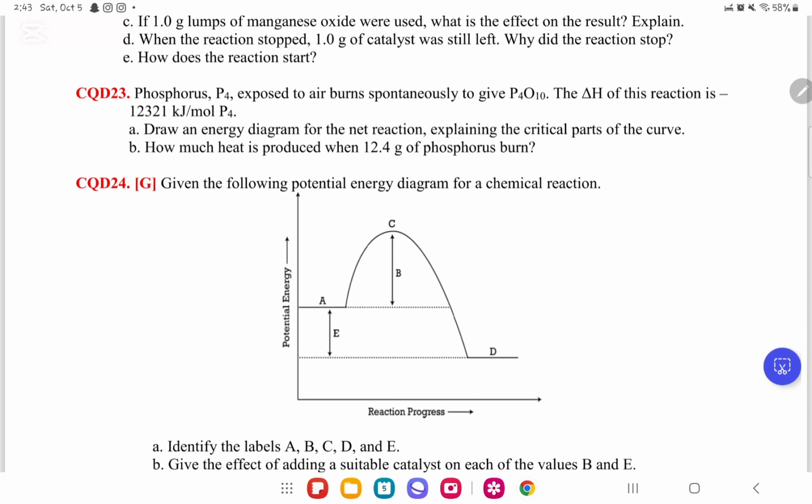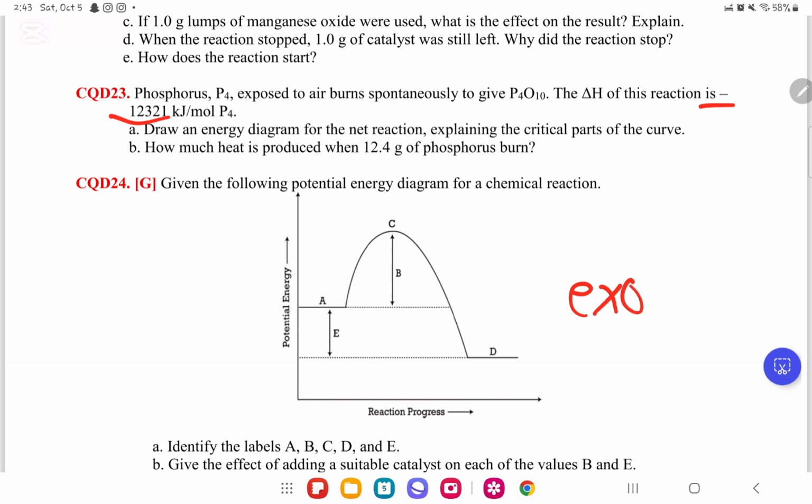23. Phosphorus P4 exposed to air burns spontaneously to give P4O10. The delta H of this reaction is negative 12321 kilojoules per mole of P4. Draw an energy diagram for the net reaction. Okay, since the delta H is negative, it is exothermic. So let's use this one. Okay, it's already an exothermic process.